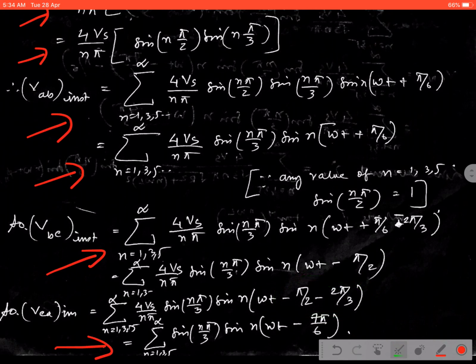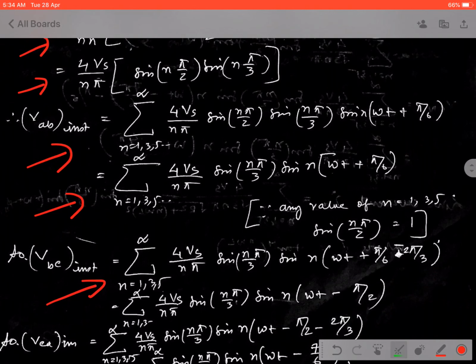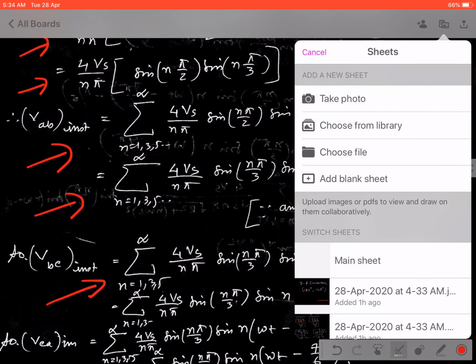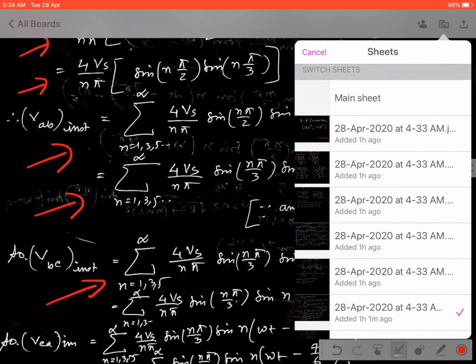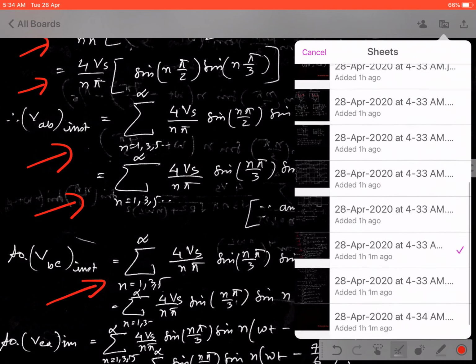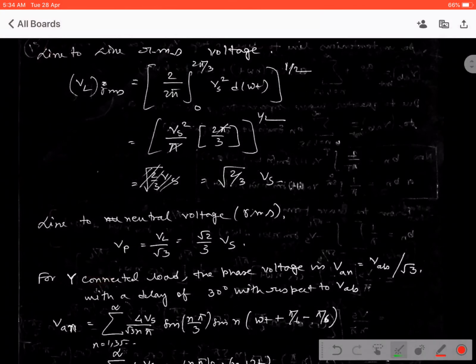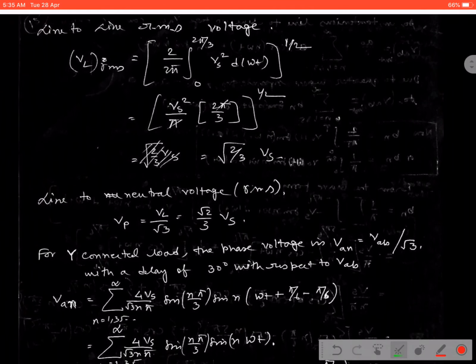So this is all about the line voltage. Now, as we formed the waveform for both line voltage and phase voltage, we are going to prepare the expression for phase voltage also.